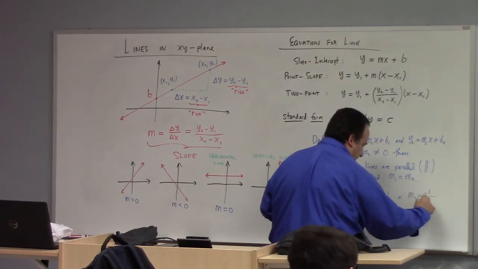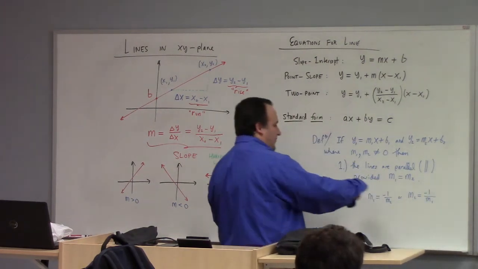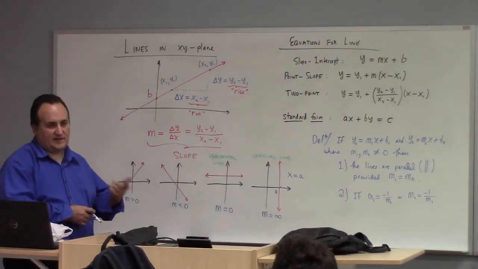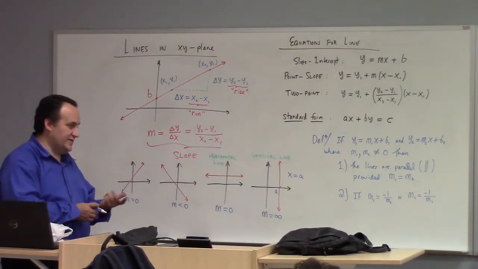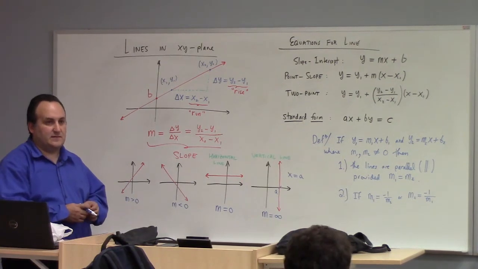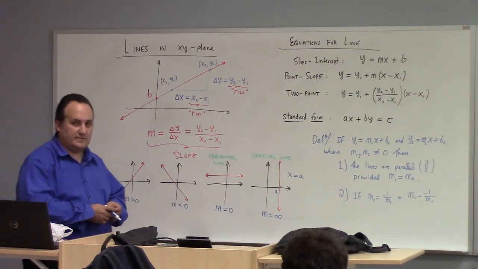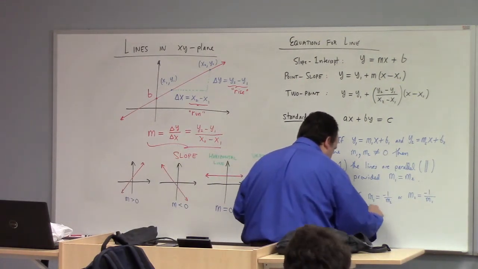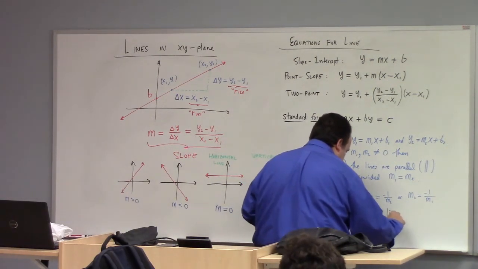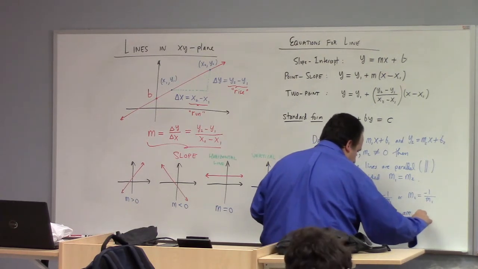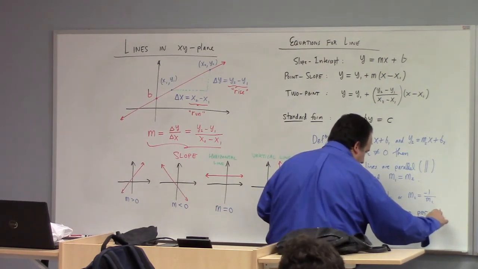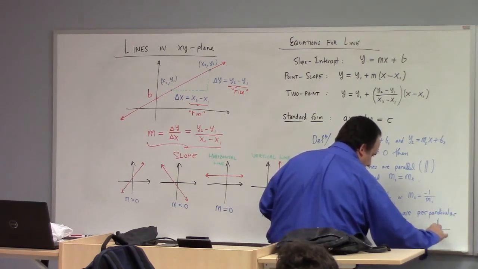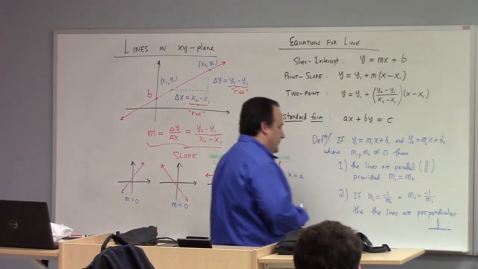And number 2, if m1 is equal to minus 1 over m2, or m2 is equal to minus 1 over m1, those are the same equation, right? If either one of these is true, the other is, right? You can either say the second is the negative reciprocal of the first, or the first is the negative reciprocal of the second. Same equation, right? Then the lines are perpendicular. And my symbol for that is this.